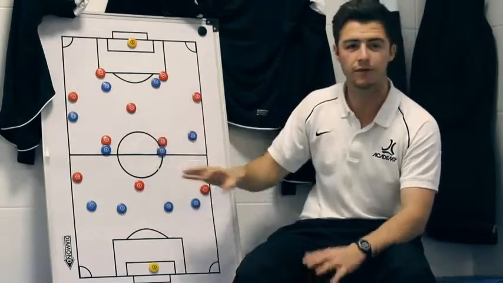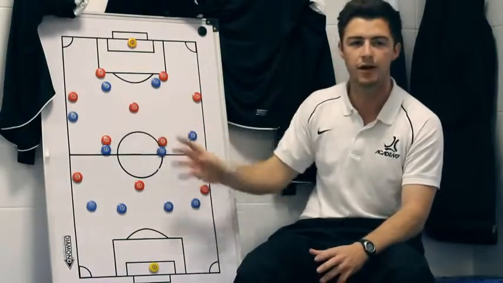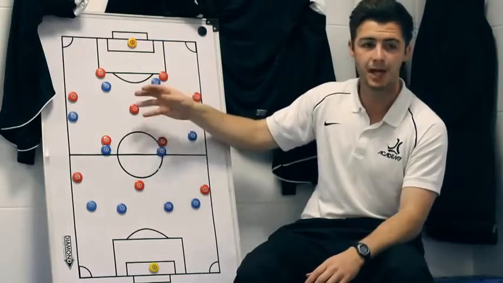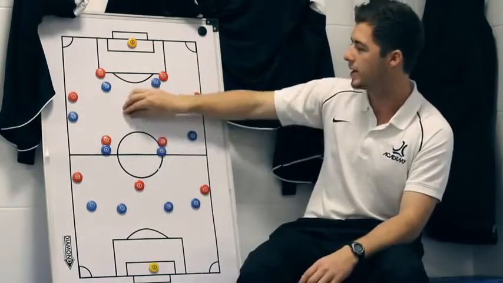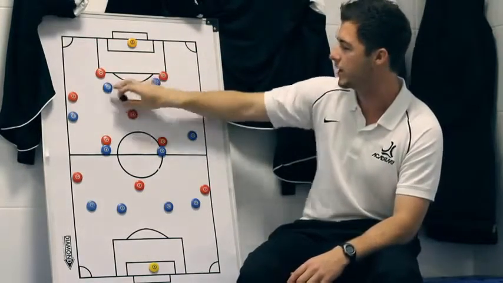Okay, so we're just going to look at a few different pointers in a few different areas as to how we get the most out of our number 4. So the first thing we're going to look at is just positioning in possession. So when we have the ball, where do we want our number 4? Okay, so let's just look at a general rule to start with, ignoring the opposition.